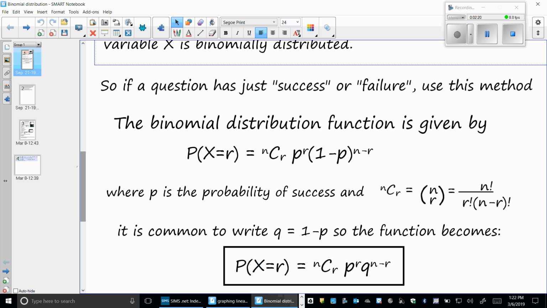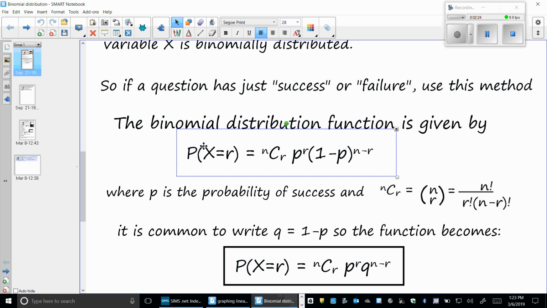This looks really complicated. Stress not. For our X value to equal a specific number, it would be nCr. Where have we seen nCr before? Yes, that's the link to this. Remember we had to find out how to find that on our calculators? And P is to the power r, and then 1 minus P. Why do you think it's 1 minus P?